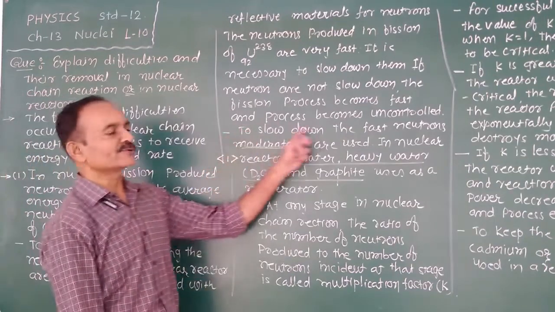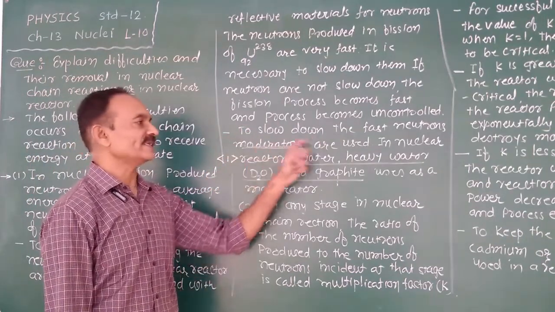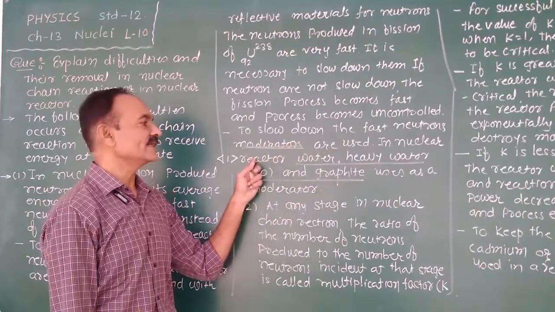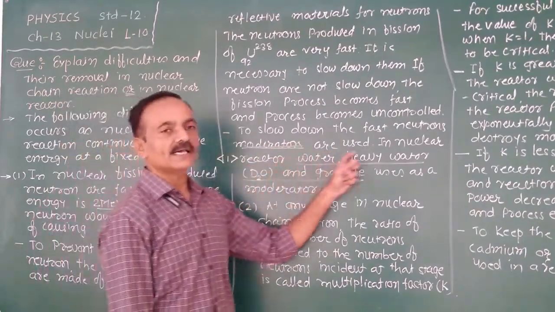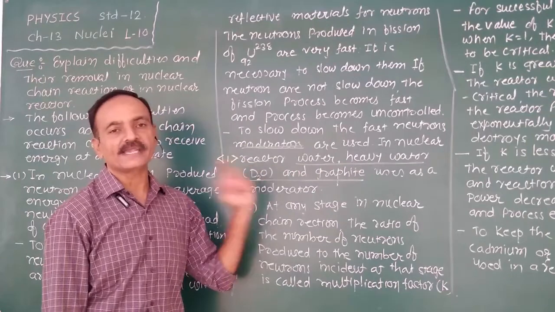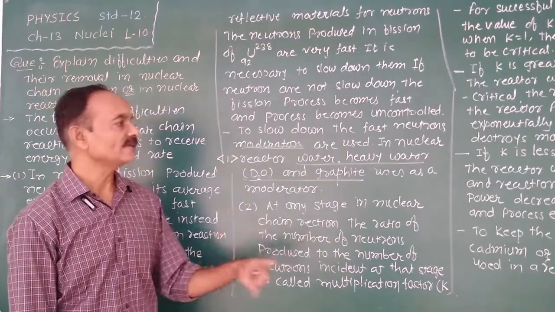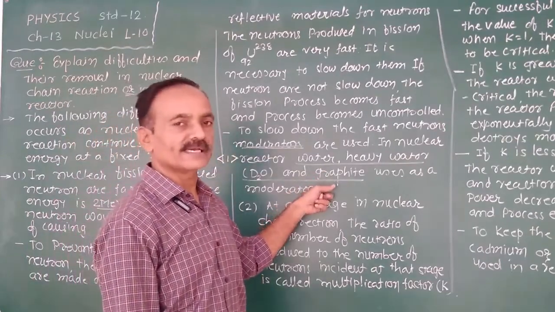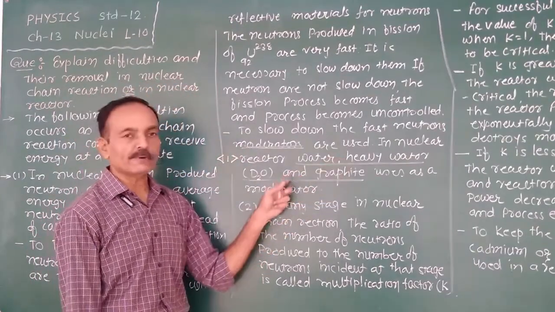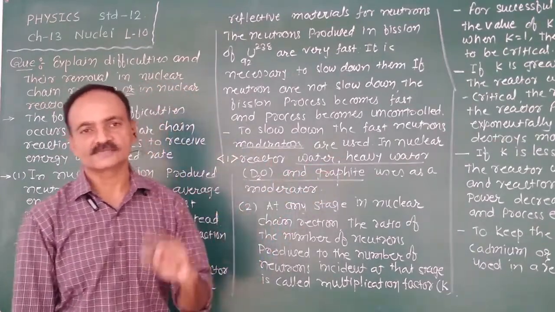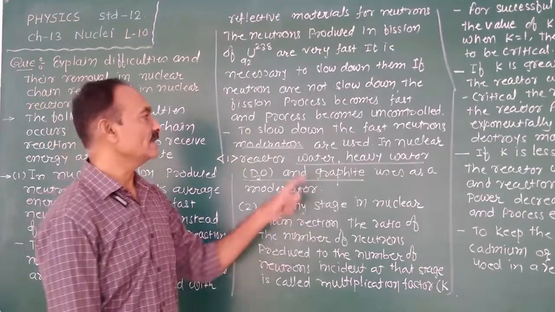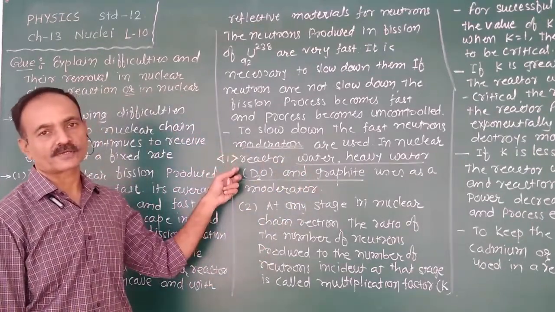To slow down the neutrons, a moderator is used in a nuclear reactor. Water, heavy water, that means D2O, and graphite are used as a moderator. Again, as a moderator in a nuclear reactor, simple water, heavy water and graphite are used, that means to slow down the neutrons.